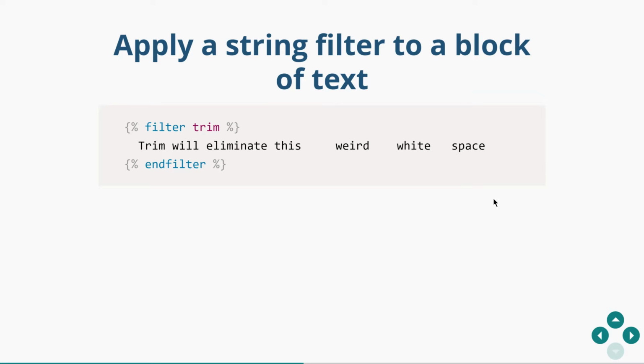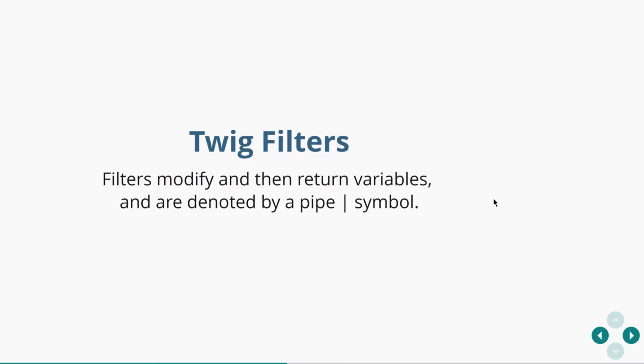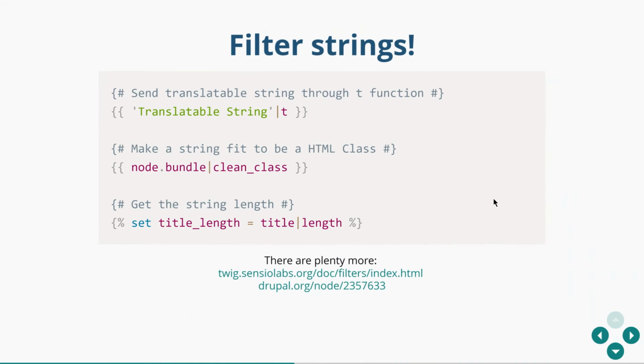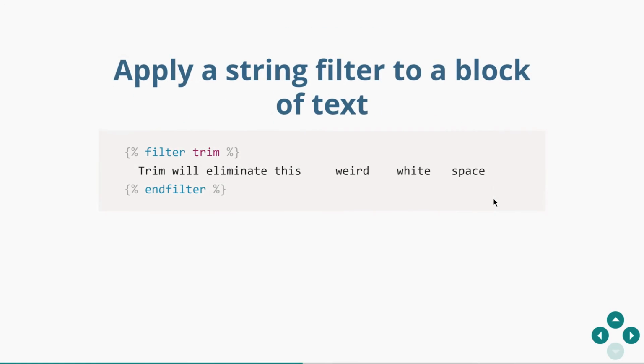There are a lot of filters available to you, which I didn't quite mention. You can go to twig.sensiolabs.org/docs and look at all the filters that are native to Twig. There are also Drupal ones that are custom, and I believe you can also add your own through some sort of class extend, OOP stuff. And you can see what Drupal's doing by default at that URL right there.